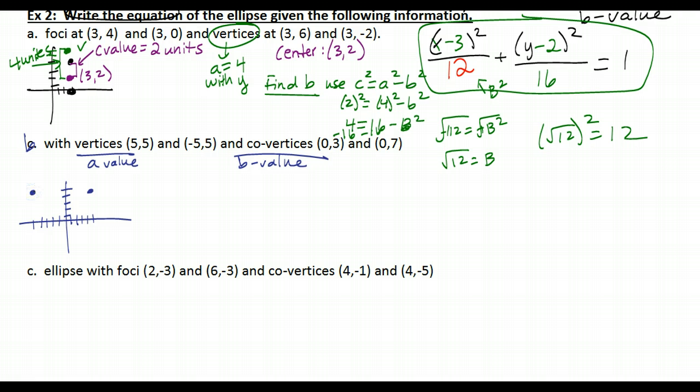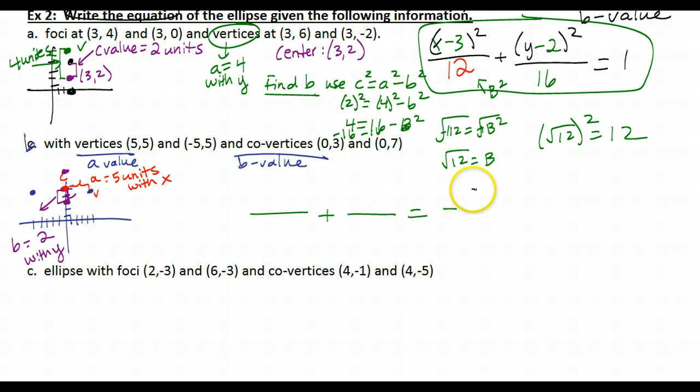Well, that makes it kind of easy for us then. The center must be right in the middle here. So it's 5 units away from the vertex, and by the way, that is going in the x direction. So A is going to be 5 units and it's with the x. The covertices are at (0, 3) and (0, 7). You know what? That is 2 units away. So the B value is 2, and that is with the y because I counted in the y direction to get there. So right away, before I even do anything else, I know that, and we'll always put x first and y second. So with the x goes 5 squared, and with the y goes 2 squared.